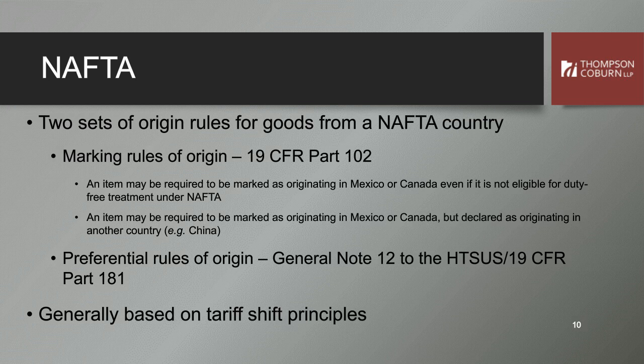So under the NAFTA, there's two sets of origin rules, as I mentioned, for goods of the NAFTA country. First, we have marking rules of origin, and those are in Part 102 of the customs regulations, and they tend to be a little more lenient than the preferential rules of origin. So there were, and perhaps still are under USMCA right now, two sets of rules, one for marking. So we apply these marking rules to determine how something is going to be marked, and then we have preferential rules of origin to determine whether something is eligible for free trade status under the agreement. So you have to apply both of those to figure out what you're doing.